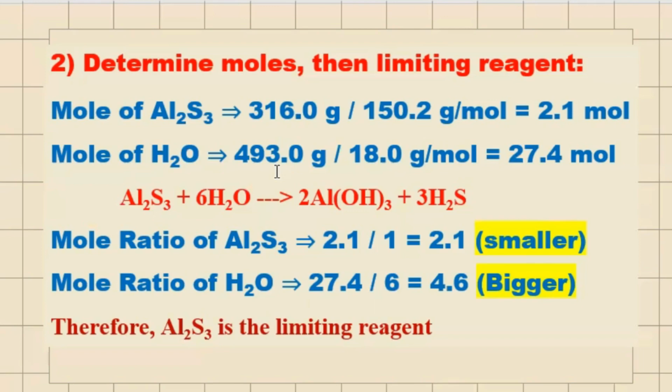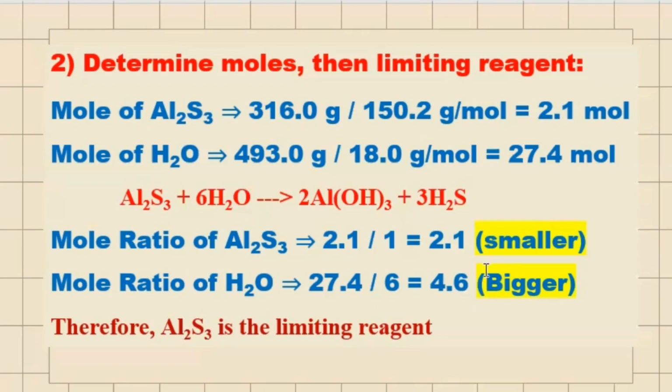Then calculate the mole ratio of Al2S3 and H2O. The mole ratio of Al2S3 is 2.1 divided by 1, where 1 is the coefficient of Al2S3. After balancing this chemical equation, the number of moles of Al2S3 is 1 mole from the stoichiometry proportion. 2.1 divided by 1 is 2.1. The mole ratio of water is 27.4 divided by 6, where 6 is the coefficient of H2O. This gives 4.6.